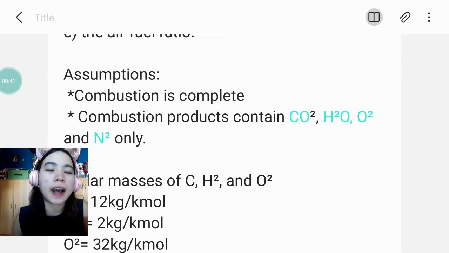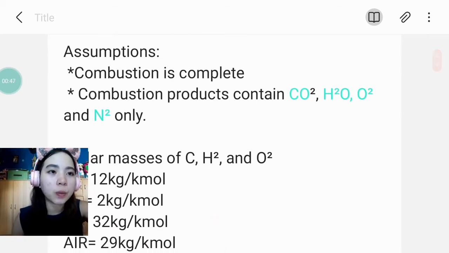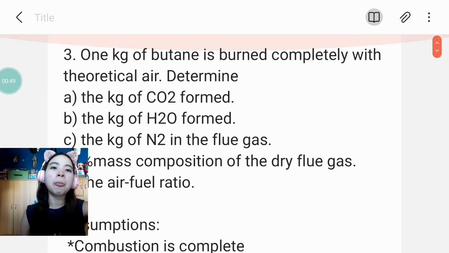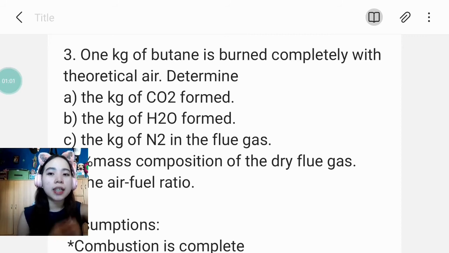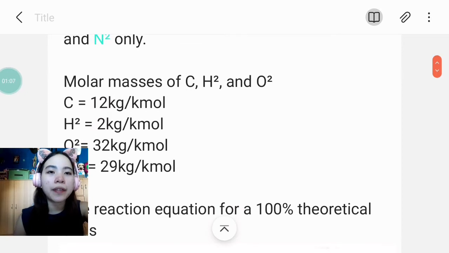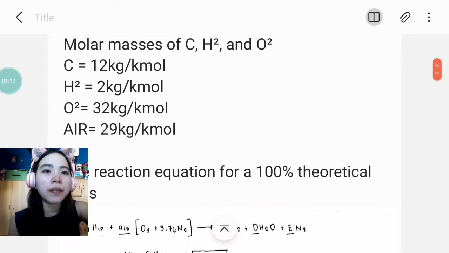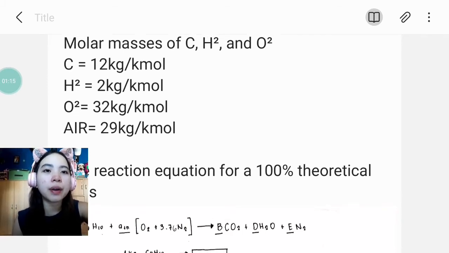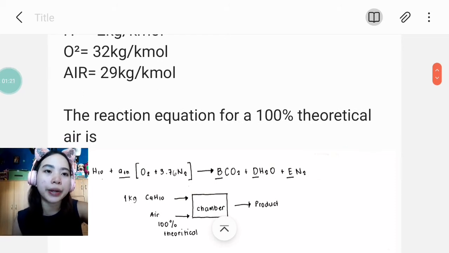So in my assumptions, the combustion is complete and the combustion products contain carbon dioxide, water, and oxygen and nitrogen only. When we say theoretical air, it is the amount of air that is required to provide the right amount of oxygen for the complete combustion, which is fairly constant on an air to gas weight ratio. So in order to get that, we have here the molar masses: carbon is 12 kg per kmol, hydrogen is 2 kg per kmol, oxygen is 32 kg per kmol, and the air is 29 kg per kmol.